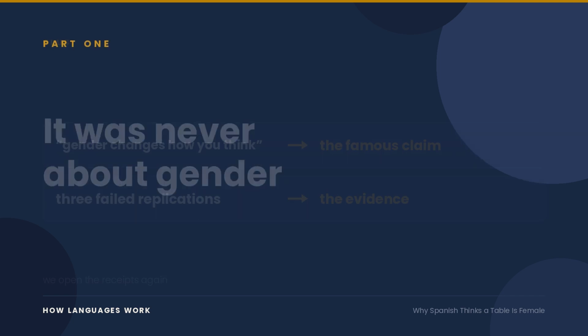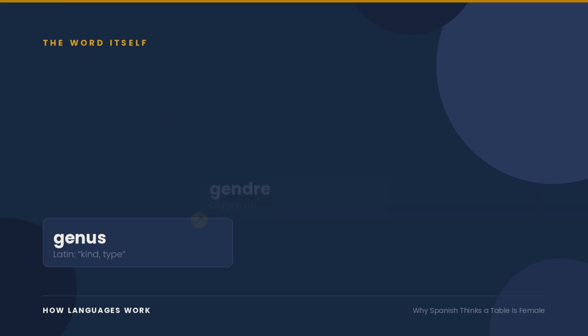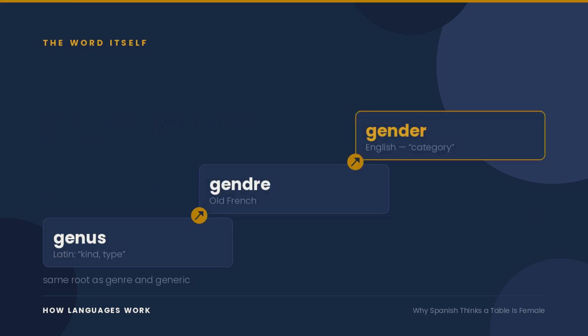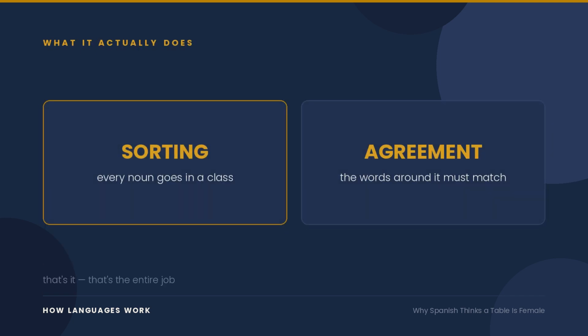Part 1. It was never about gender. Start with the word itself. Gender comes from Latin genus, meaning kind or type. Same root as genre and generic. It never meant male and female. It meant category. So grammatical gender is not a claim about the world. It is a filing system. Every noun gets sorted into a class, and the words around it, articles, adjectives, have to match. Linguists call that agreement. That is the whole job.